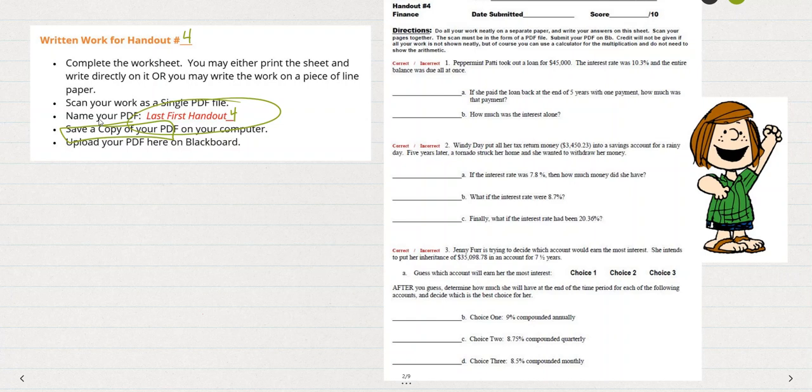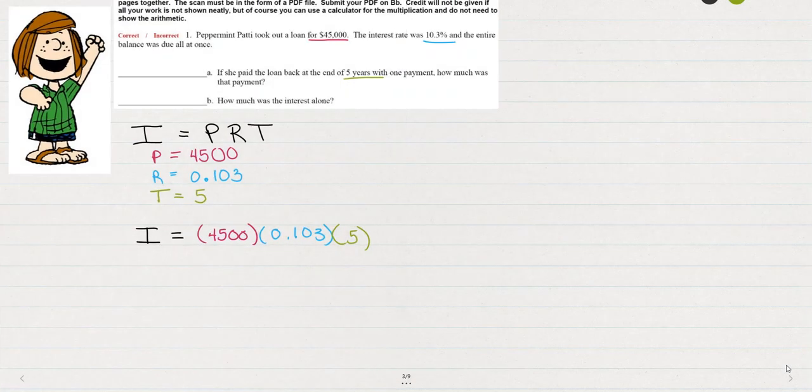The first question says that Peppermint Patty took out a loan and we have a set interest rate and the entire balance. So that's going to be the interest together with the principal, right? How much she has to pay back, the entire balance, is going to be both the interest and the principal, the amount she borrowed. So let's jump into this.